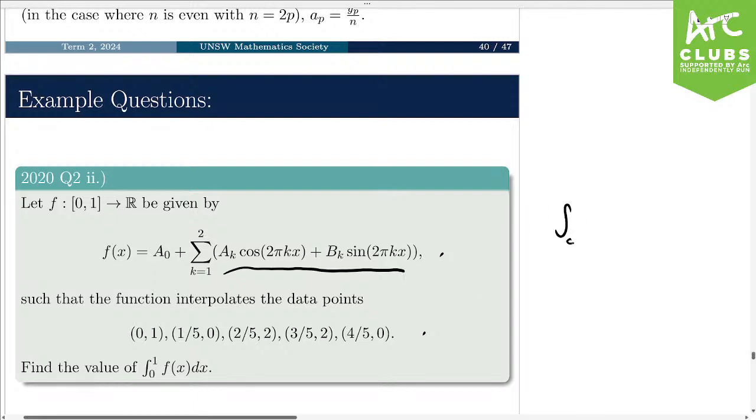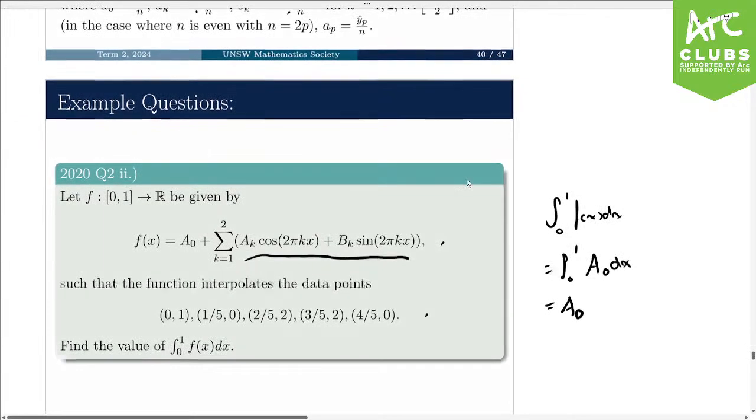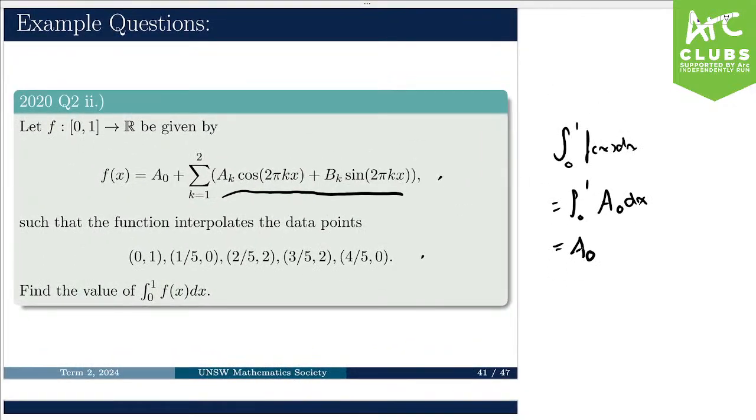So we have the integral from 0 to 1 of f of x dx is just this integral of a0, and that's equal to a0. Now we just want to find a0, so what we can do is just find the average of all of these y values. So we find that that's 1 plus 2 plus 2 divided by 5. I'll also add in the zeros to make this a bit clearer. And that's just 5 on 5, which is 1. So this integral just turns into 1.